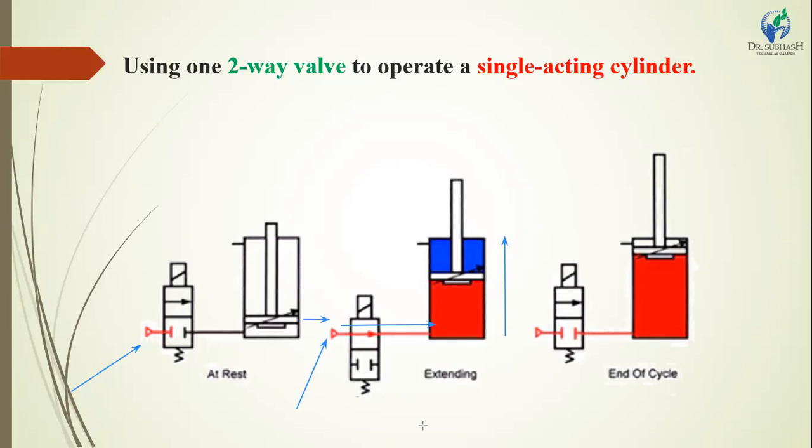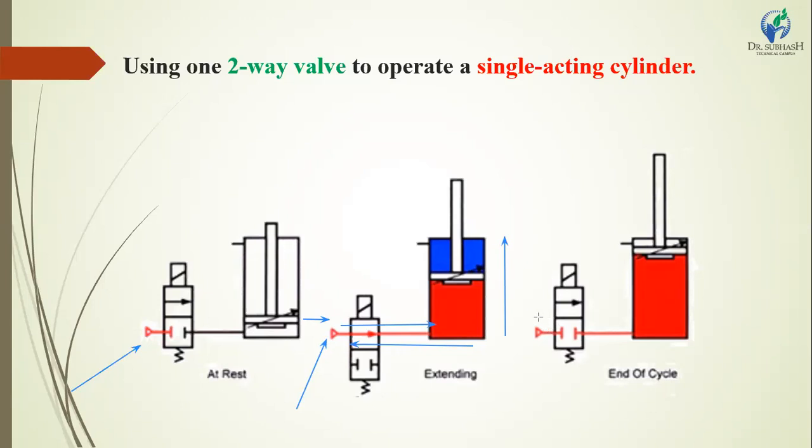After that, for the return position of the cylinder, we have to change the direction from inlet to outlet, and oil passes from the hydraulic cylinder, the single acting cylinder, and returns to the tank reservoir.